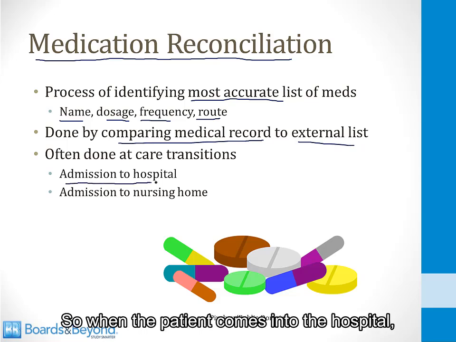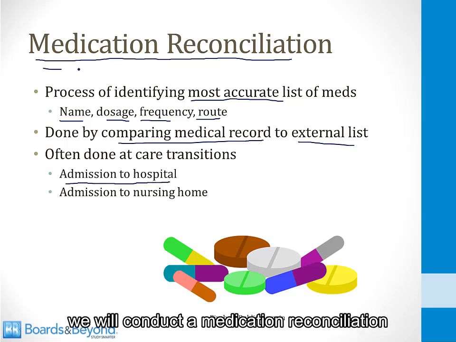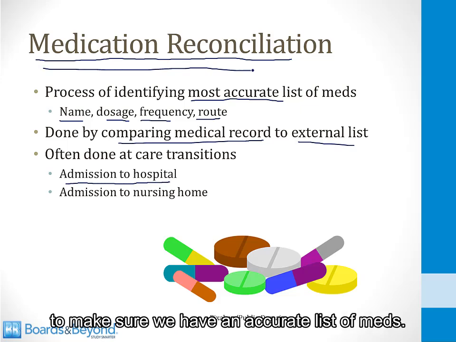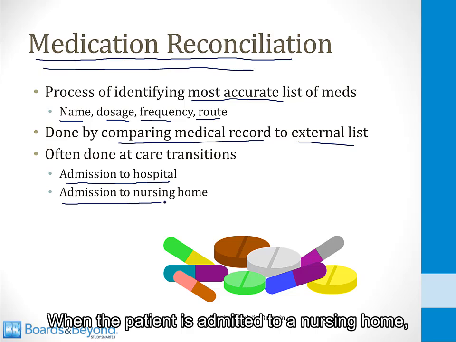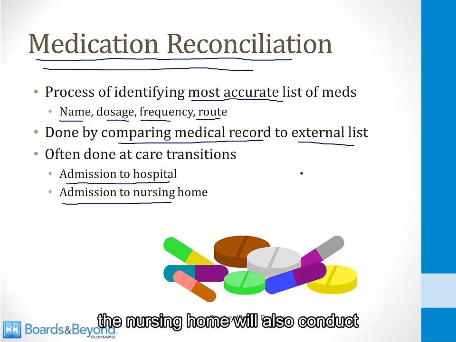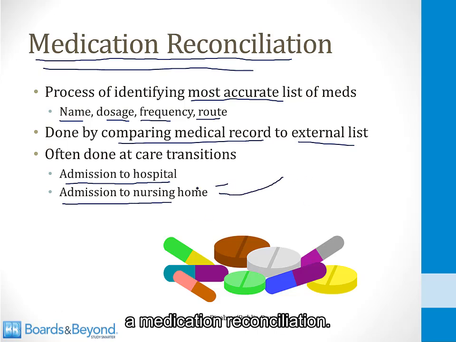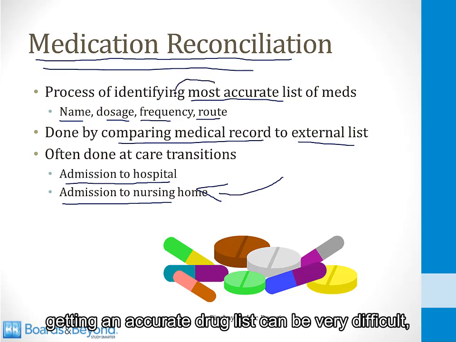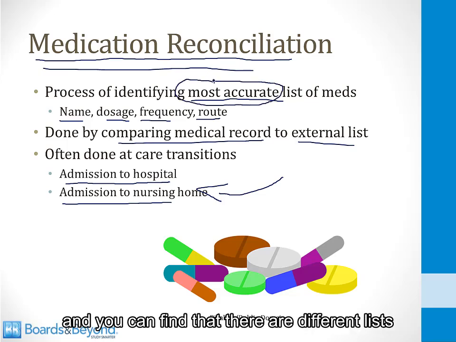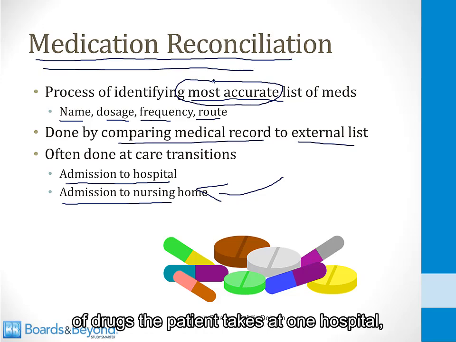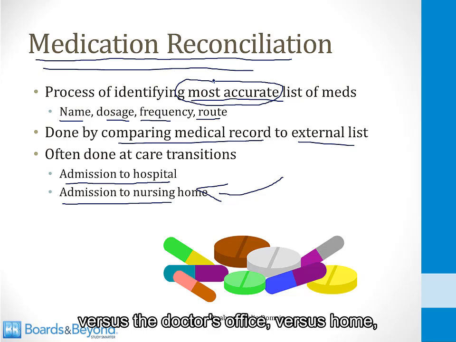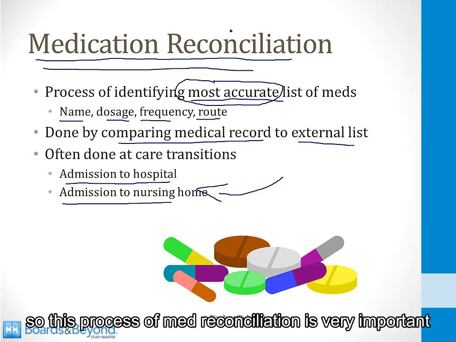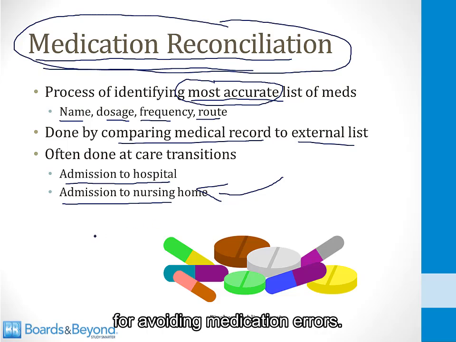So when the patient comes into the hospital, we will conduct a medication reconciliation to make sure we have an accurate list of meds. When the patient is admitted to a nursing home, the nursing home will also conduct a medication reconciliation. This is a big problem for patients because many patients take 10 or even 15 or 20 drugs. Getting an accurate drug list can be very difficult, and you can find that there are different lists of drugs the patient takes at one hospital versus the doctor's office versus home. So this process of med reconciliation is very important for avoiding medication errors.